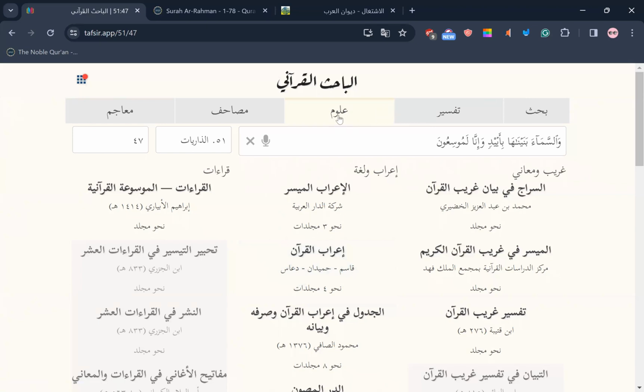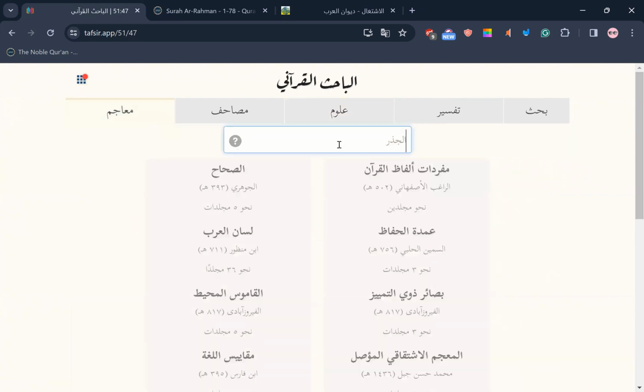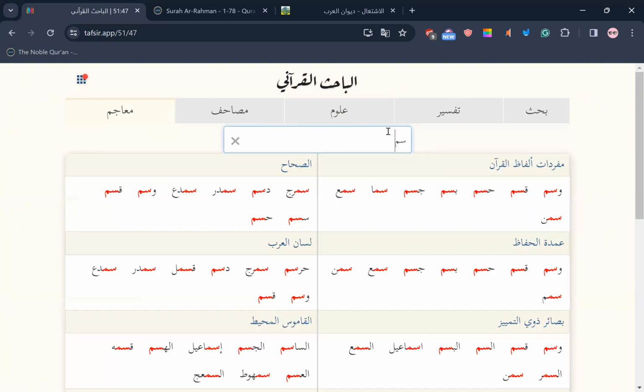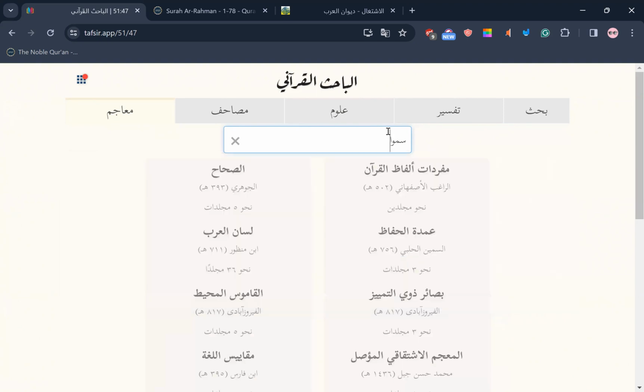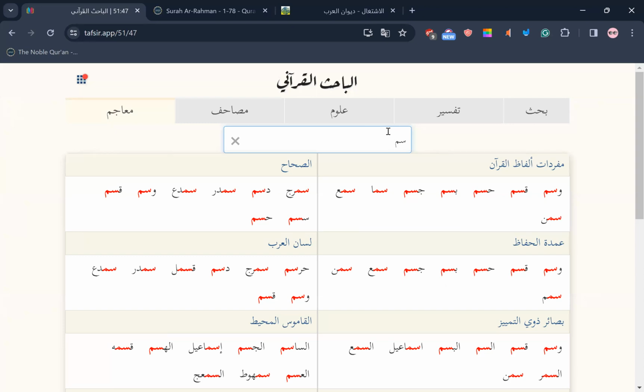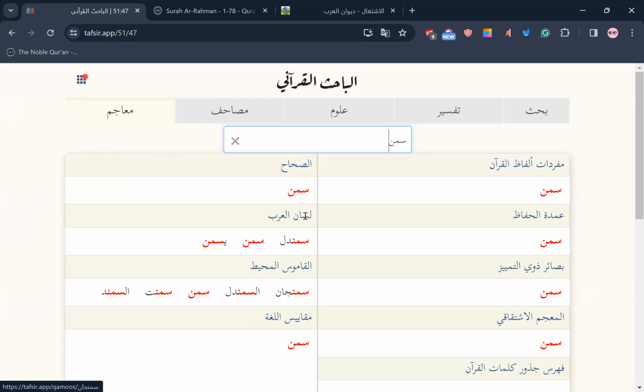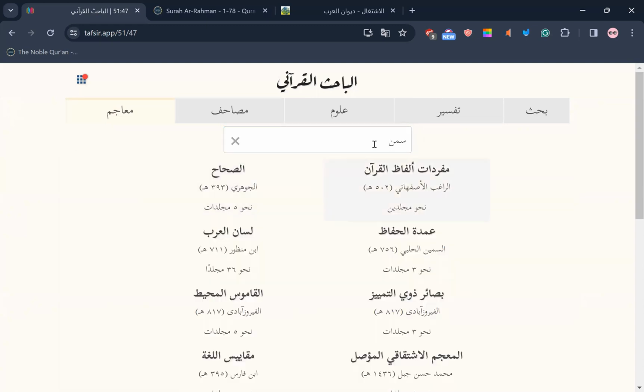Once you've searched for it, you come to Ulum, sciences. This is where you'll have I'rab wa Lugha. Gharib wa Ma'ani are for very difficult words and meanings. Then Qira'at. And then you have Ma'ajim, where you look for dictionaries. You can type in root letters or words, and it gives you different dictionaries where you can search words. This is a very handy tool.